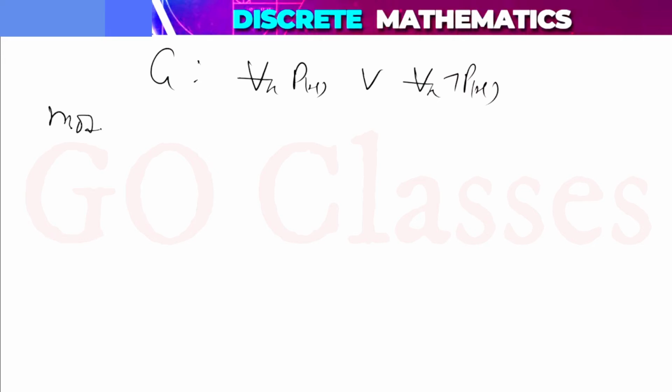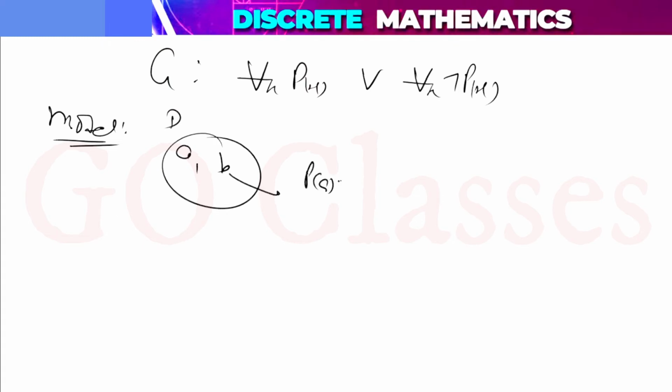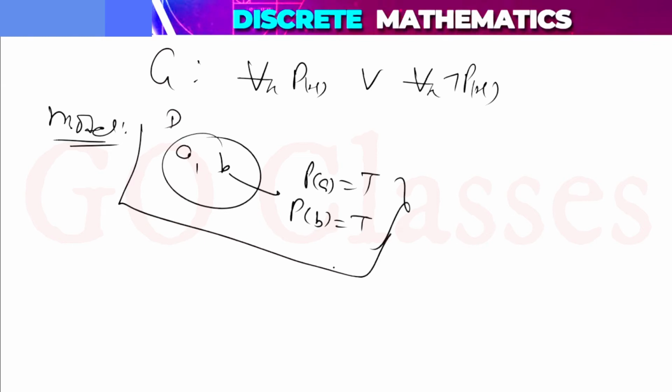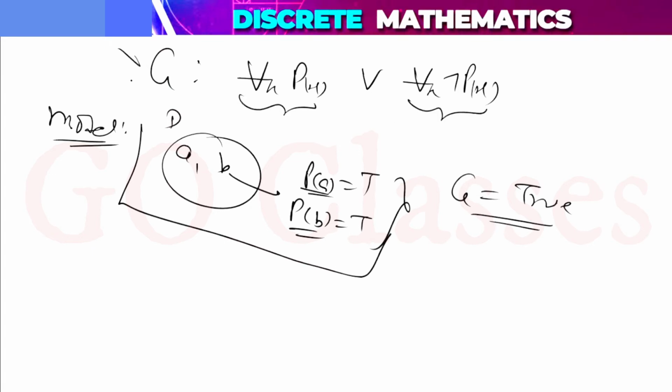Let me give you a model, and the model is like this. The domain is {a, b}, and for a I am going to make P true, and for b I am going to make P true. Now you can see this environment that I have given you. This is the domain {a, b}, and Pa is true, Pb is true. In this environment, G is definitely true, because this will become true, this will become false, and G will become true.